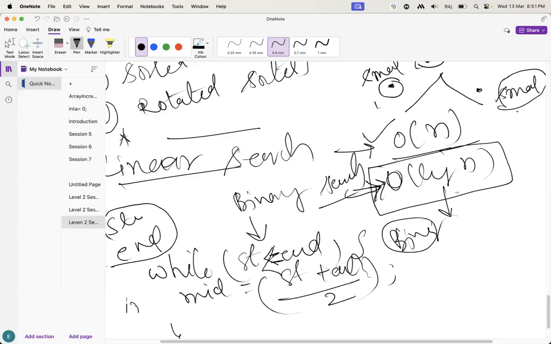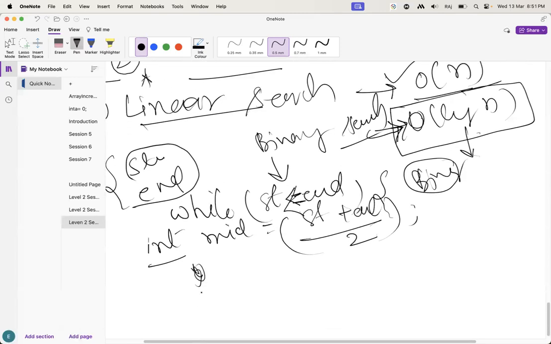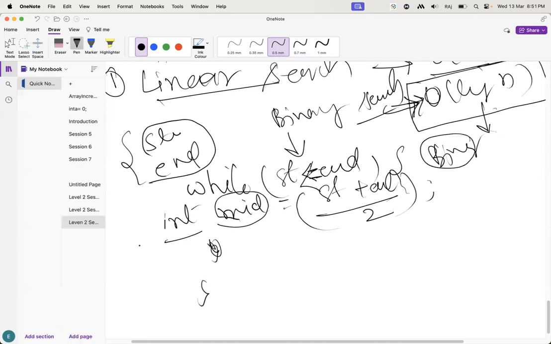Guys, why are we finding the mid element? Because in binary search, we compare the elements with the mid element only. So if you find any sorted array, you must do this binary search. How are we going to implement it? By using the mid value. We are going to compare the element with the mid value. So that's why the first thing we have to do is find the mid element.